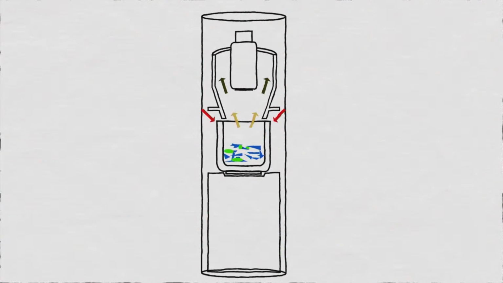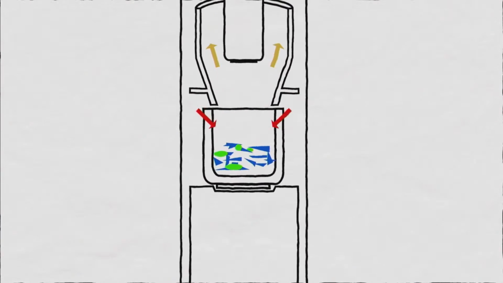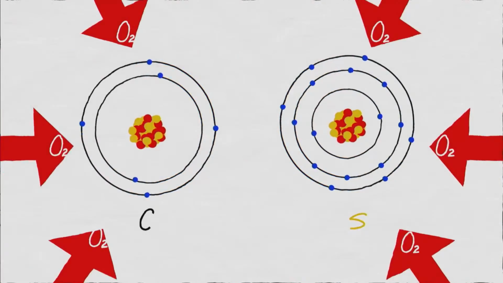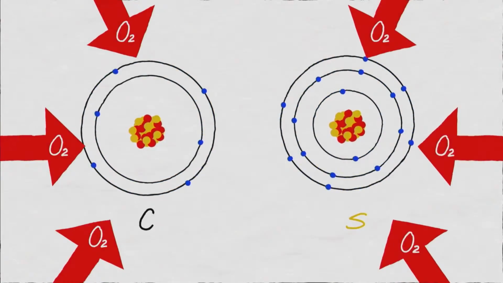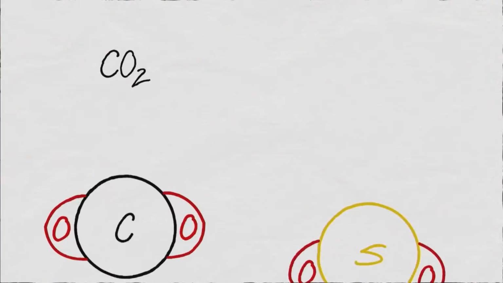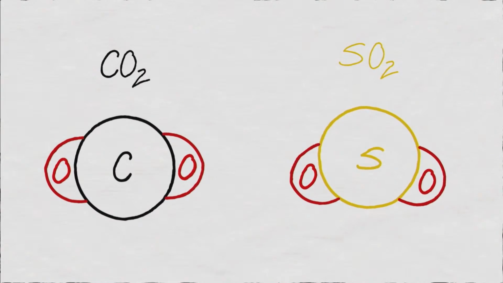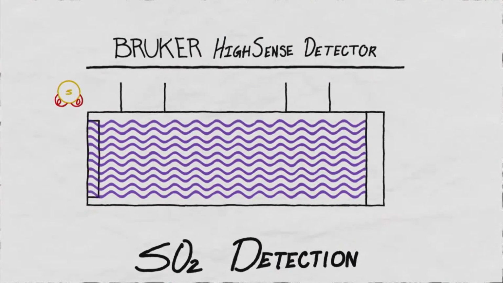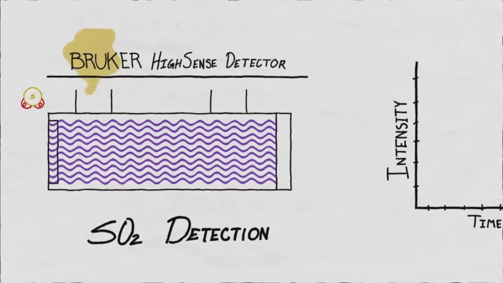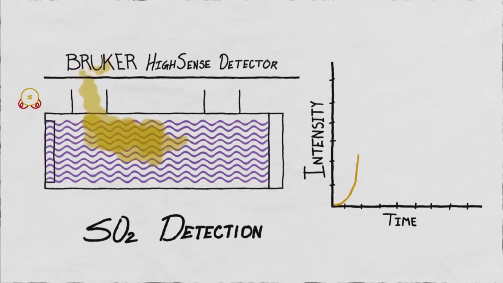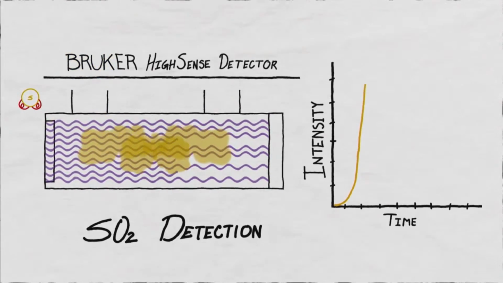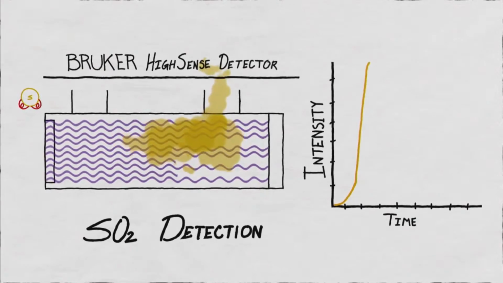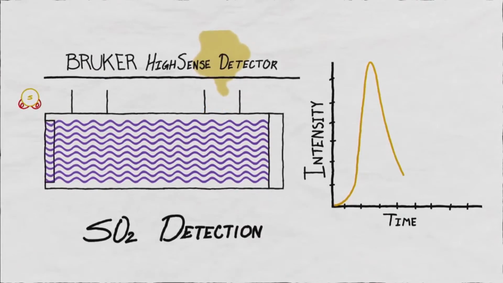While the sample melts, oxygen flows through the induction furnace. The carbon and sulfur in the sample react with pure oxygen, forming carbon dioxide and sulfur dioxide, which are much easier to analyze. The most effective way to detect sulfur dioxide is through UV absorption. The SO2 absorbs a portion of the ultraviolet light, resulting in a measurable drop in UV. This detection technique is much more efficient and faster than traditional IR absorption.